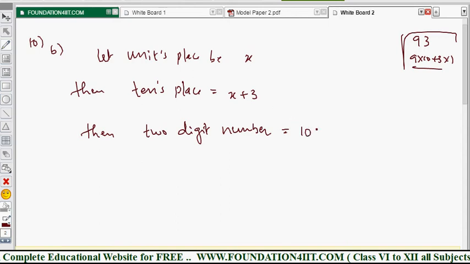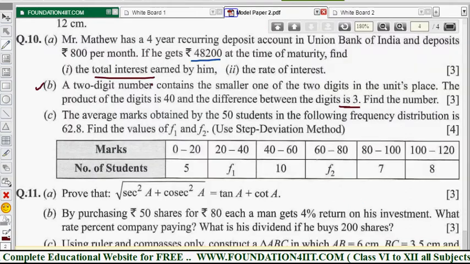So 10 into x plus 3 plus 1 into x. If you simplify this, 10x plus 30 plus 1 into x is x. So 11x plus 30 is the number. Now according to the question, if you observe, the product of the digits is 40. So if you multiply both, you will get 40.